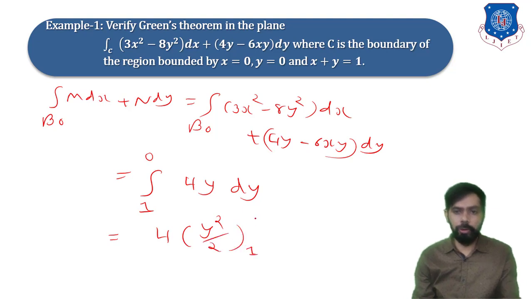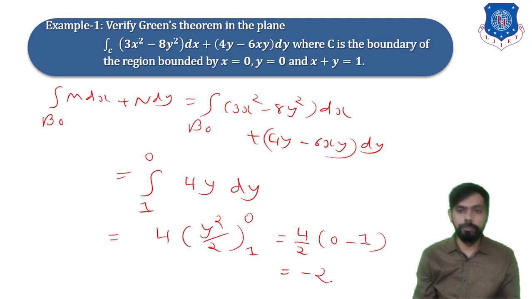So here first of all we will replace y by 0. So 4 divided by 2. Then we will replace y by 1. Okay. So this will be minus 2. Therefore the answer of the integral along BO is minus 2.